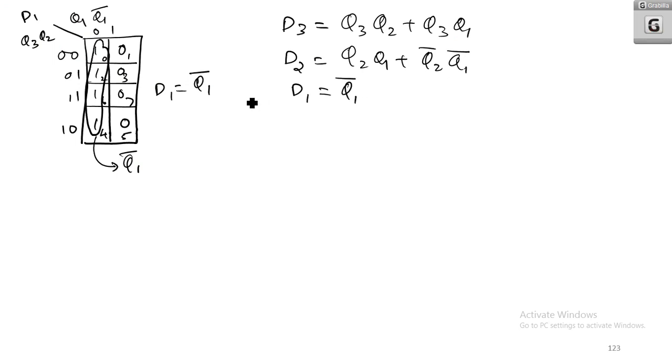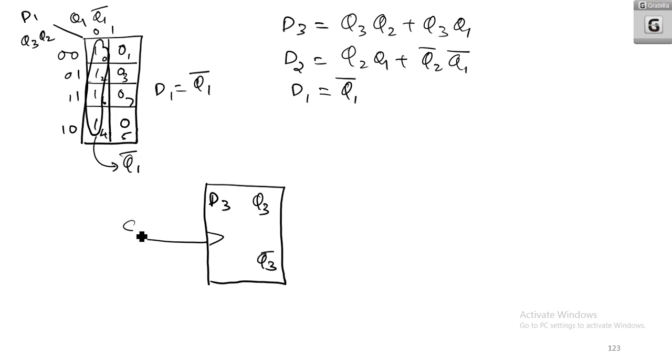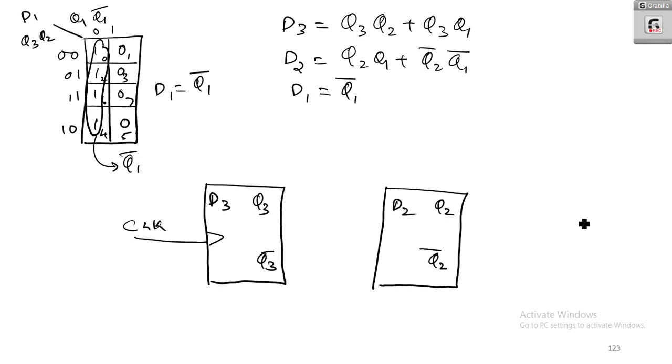Now I am going to draw the logic circuit. First of all I will draw D3. I have one input D3 with outputs Q3 and Q3 bar, and here I have a clock. Next I have D2 with Q2 and Q2 bar. Last one I have is D1 with Q1 and Q1 bar.